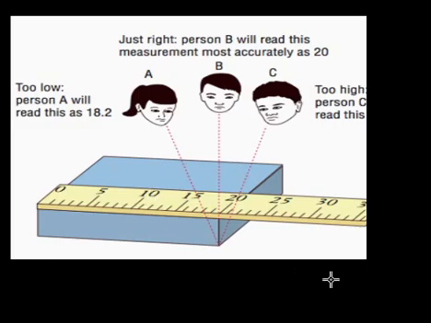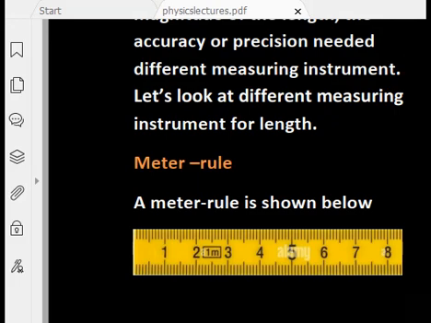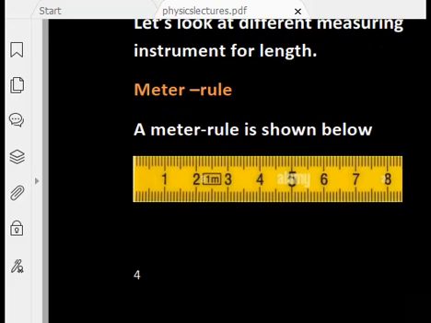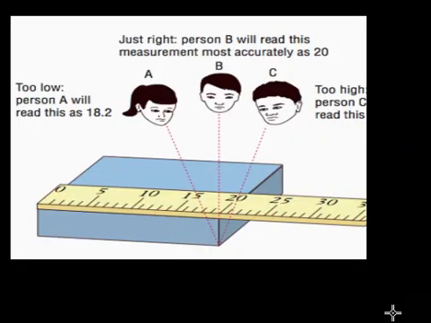So parallax error is one common error with the meter rule, so please take note of that in case you are asked in the examination. Now let's look at another length measuring instrument. We have different measuring instruments for length depending on what you're looking at. The next we're going to talk about is the vernier caliper.